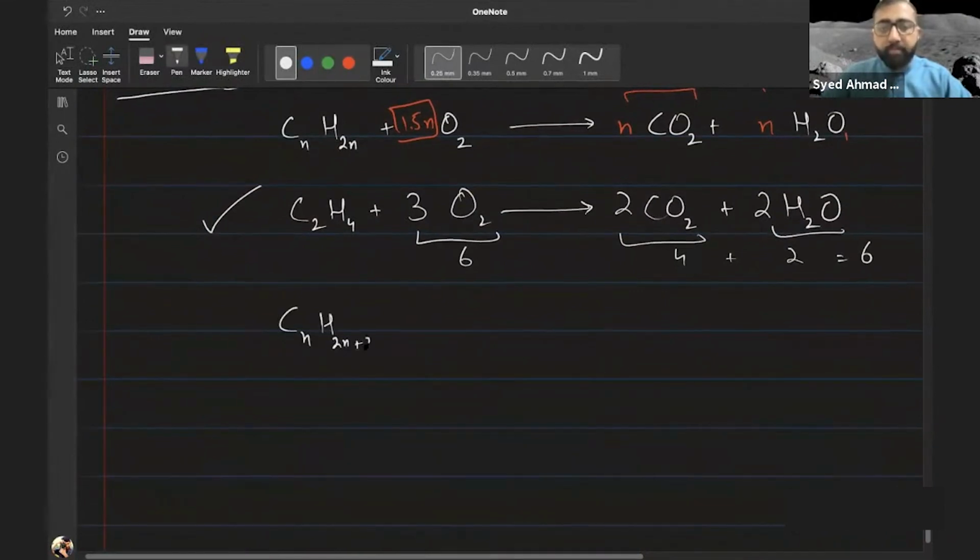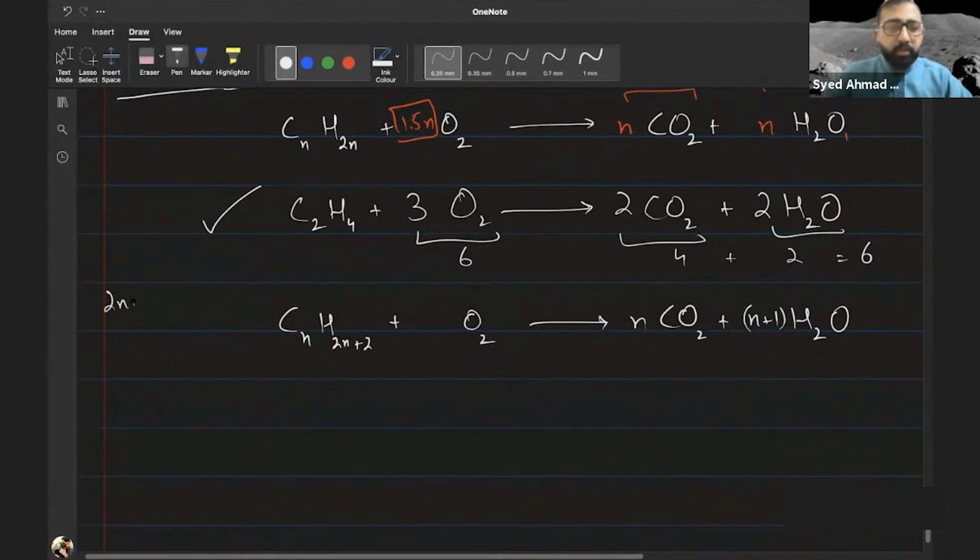CnH2n plus 2 plus oxygen makes carbon dioxide and water. Okay, I have n carbon, I'm going to get n carbon dioxide. I have 2n plus 2 hydrogen, divided by 2 करूंगा, n plus 1 water बनेगा. ये मैंने क्यों किया? 2n plus 2 hydrogen है, divided by 2 क्यों किया? Because every water molecule needs 2 of them. So when I do that, this is simple, taking common, I have n plus 1 left, 2 cancels 2, I have n plus 1 water.